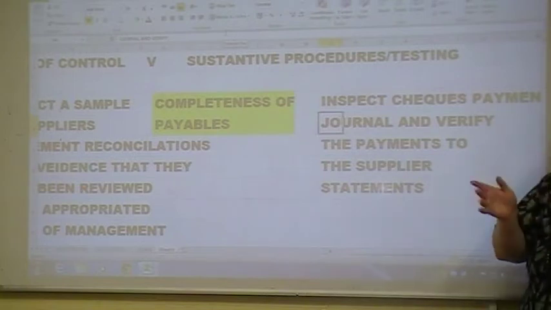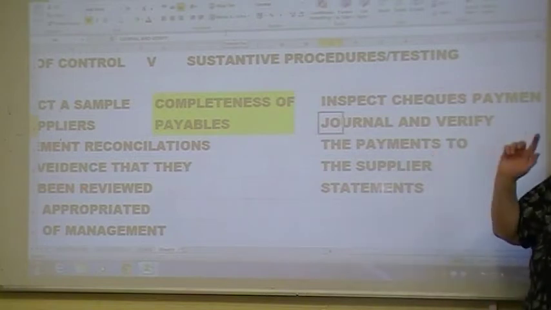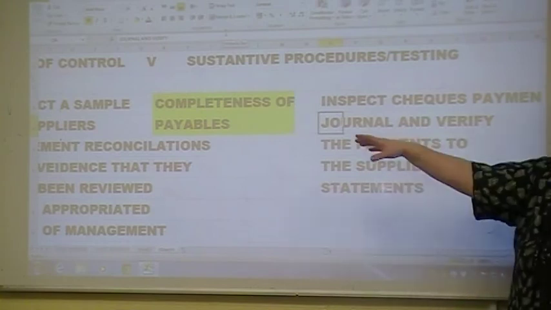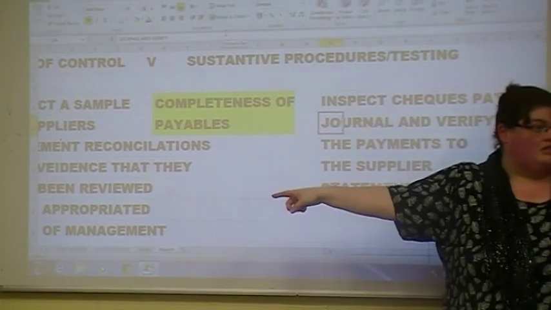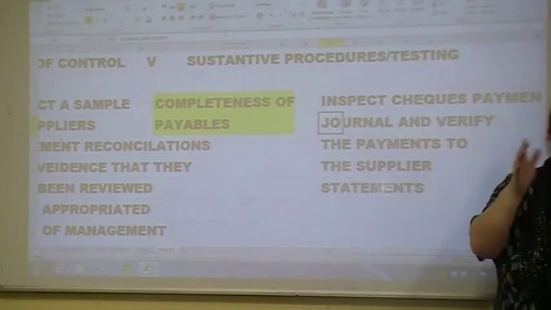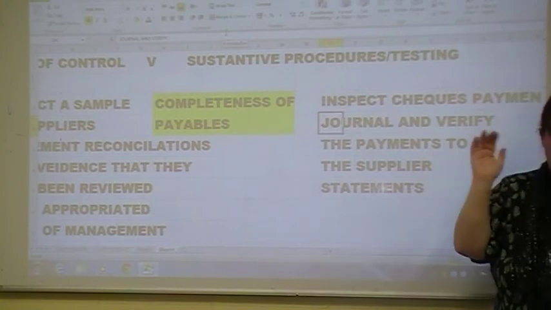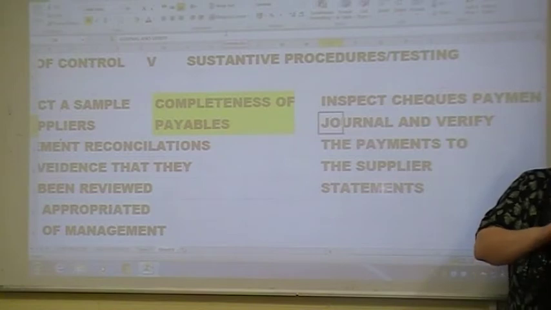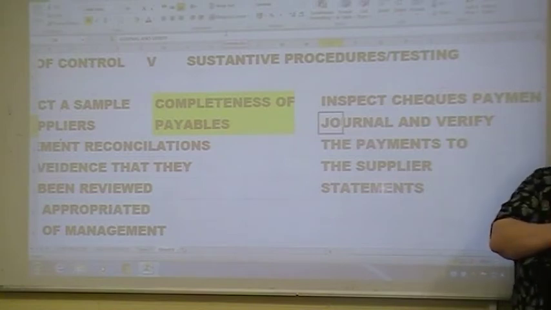So that will help a little bit with the difference between your controls and your testing side of it. Here you're testing the signature on the statement, whereas here you're going to your checks journal, and you have your supplier statements and you're testing one after the other, making sure the payments are all shown properly and things like that.